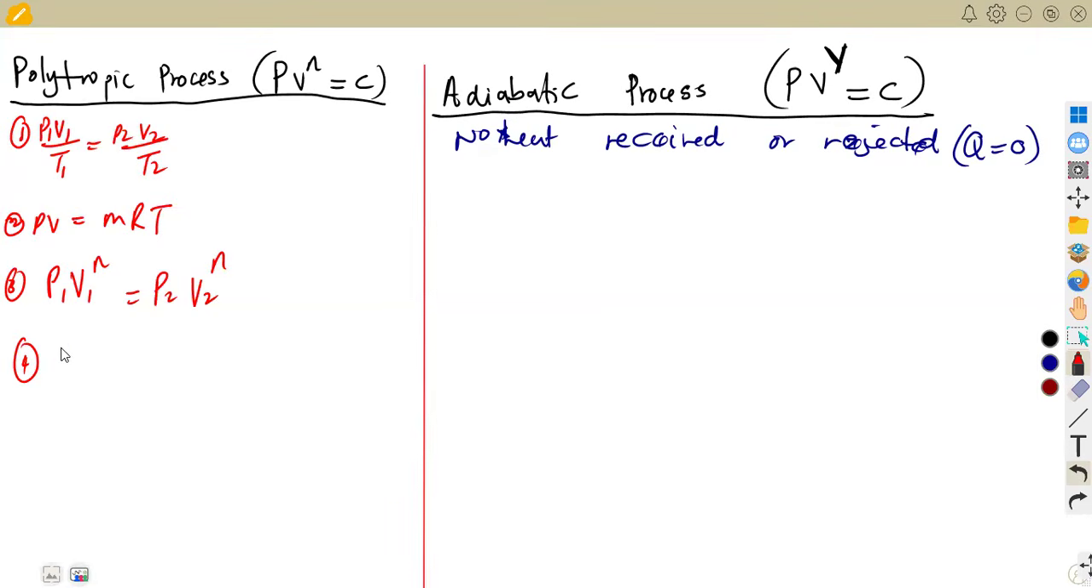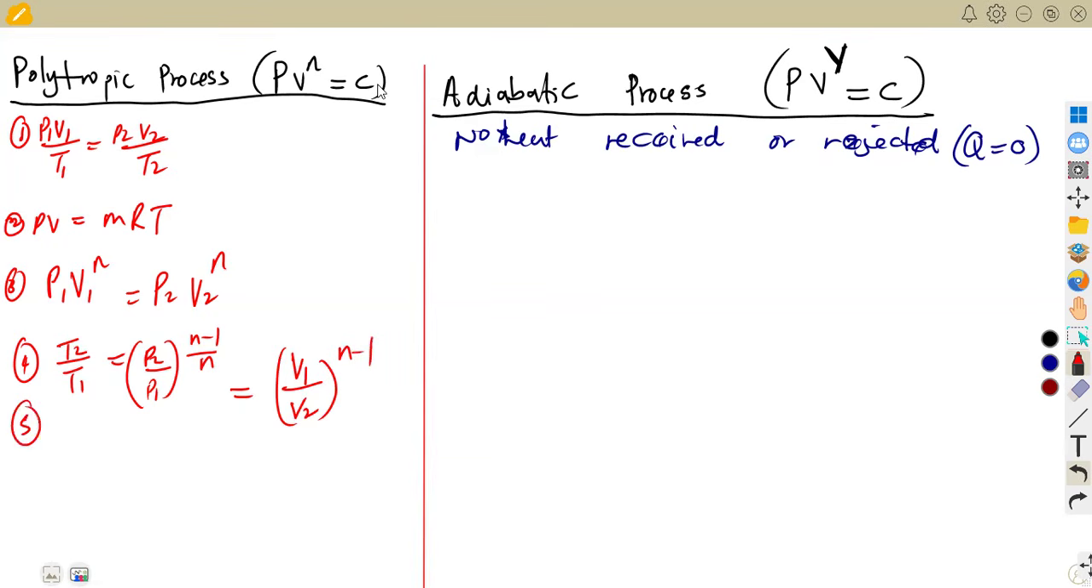Then also there is this which connects the temperature, pressure, and volume. P2 over P1 to the exponent of n minus 1 over n is equal to V1 over V2 to the exponent of n minus 1. Need this. And also remembering that R is equal to the difference of Cp and Cv. I talked about that before.